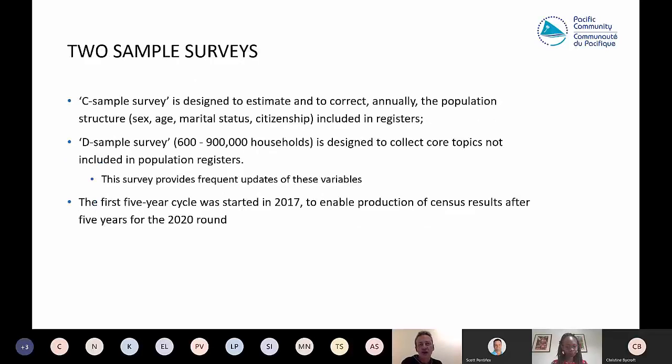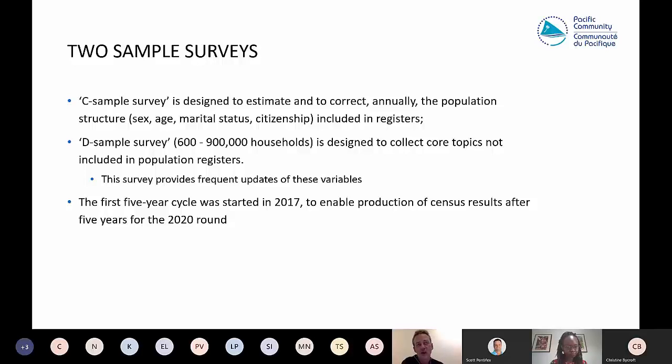What's also interesting and a bit different about Italy is that they're running two surveys. Their so-called C-sample survey is designed to estimate and correct on an annual basis the population structure, so sex, age, marital status, etc., from the population that's included in the registers. And then a separate so-called D-sample survey of between 600,000 and 900,000 households will collect the core information for variables that are not included in the registers.